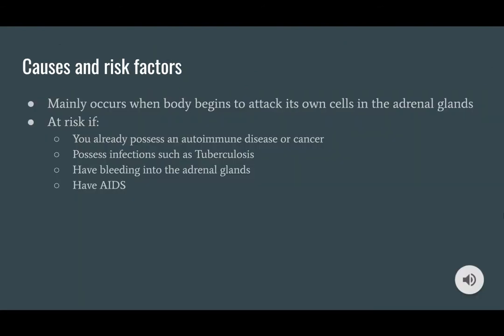The main cause of Addison's disease is often an autoimmune response. It's a complicated process, but an autoimmune response is generated, and the person's antibodies begin attacking the adrenal glands and wearing them away, causing that damage. This affects many systems as a result of the decrease in those crucial hormones. So you're mainly at risk if you already possess an autoimmune disorder or disease, or have cancer. If you possess an infection such as tuberculosis, this used to be the most common cause of Addison's disease. You have bleeding into the adrenal glands, or you have AIDS. Age is typically not considered a risk factor because it has been seen to occur at any age.